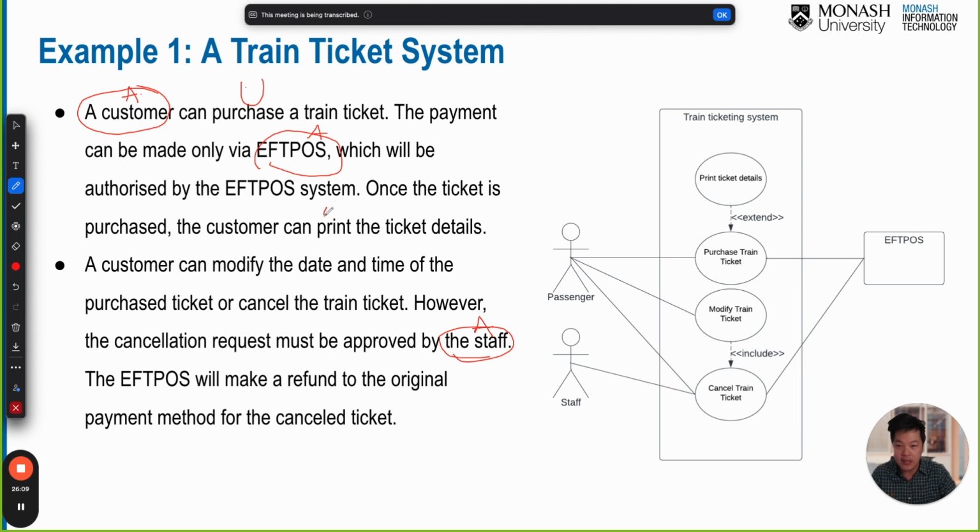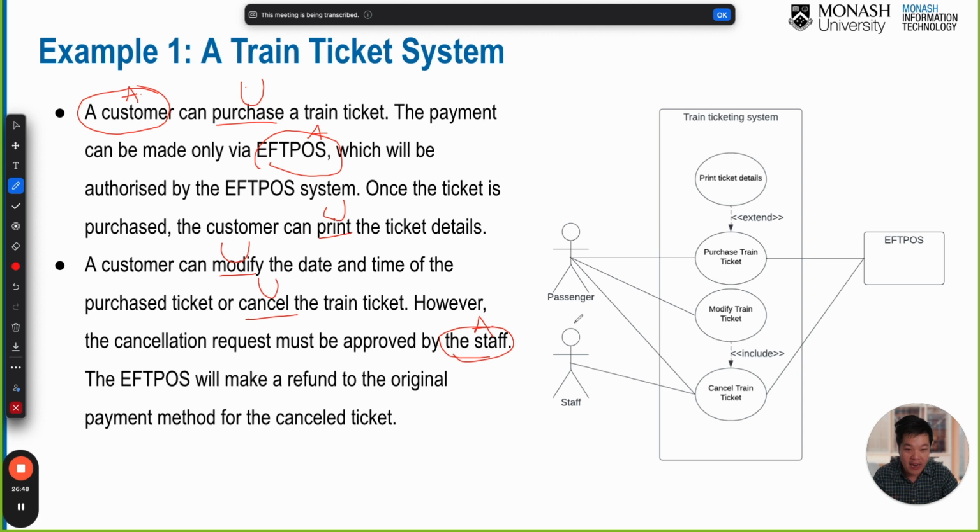The customer can print. This is the second use case. A customer can also modify the date and time of the purchased ticket, or cancel. This is another use case. Purchase, print, modify, cancel. However, the cancellation request must be approved by the staff. EPOS will make a refund to the original payment method for the cancelled ticket. Refund is part of the cancel, so I will not create a new use case.